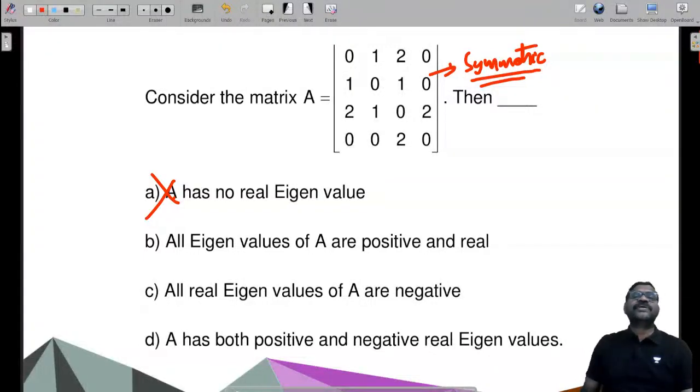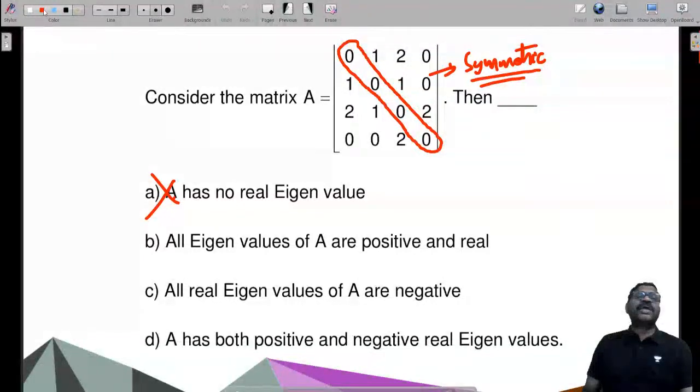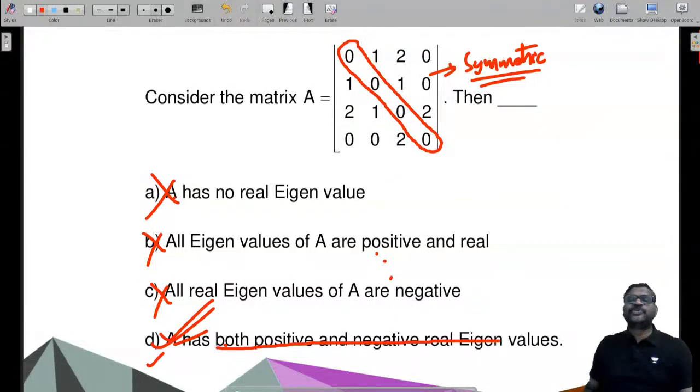Another point we have in the matrix: trace of A is 0. Trace of A 0 means the sum of eigenvalues equals 0. Suppose all eigenvalues are real. Suppose all eigenvalues are positive real, the sum of positive reals cannot be 0. Sum of negative reals cannot be 0. That's why some positive, some negative is the correct answer. Both positive and negative real is the correct option. That's why the last option is correct in this problem.